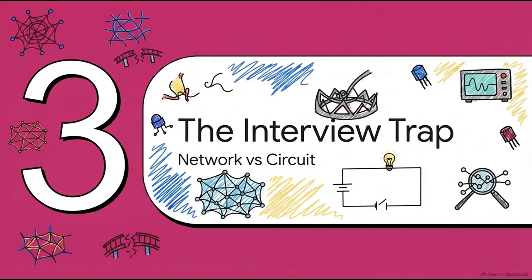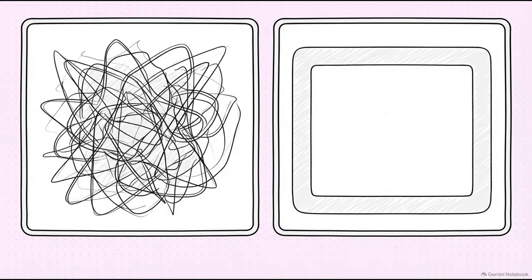Section 3. The interview trap. All right, pay super close attention here, because this is a classic high-stakes technical interview question that catches so many people off guard. You'll hear the terms electrical network and electrical circuit thrown around interchangeably all the time in casual conversation. But in classical network theory, there's a really vital distinction.